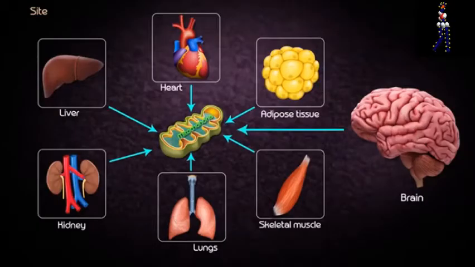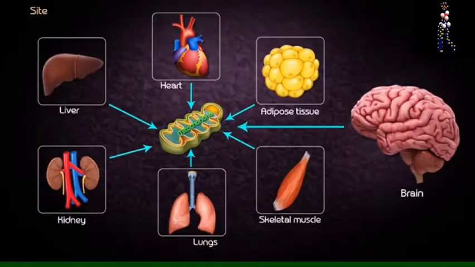So this animation will show the overall oxidation of fatty acids inside our cell. As you can see in this picture, this is the mitochondria, which is basically the site for the catabolism of fatty acids. The brain is only able to catabolize short chain fatty acids, but these organs, liver, heart, and adipose tissue, can metabolize long chain fatty acids also.